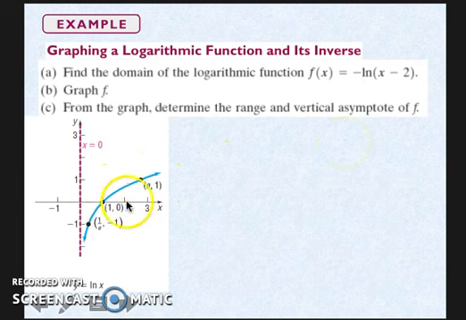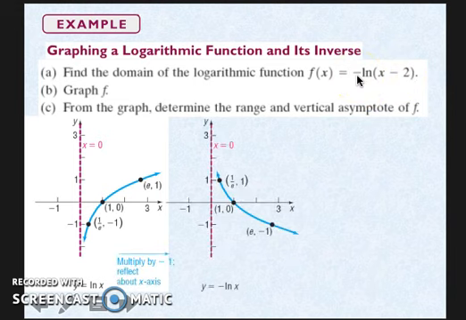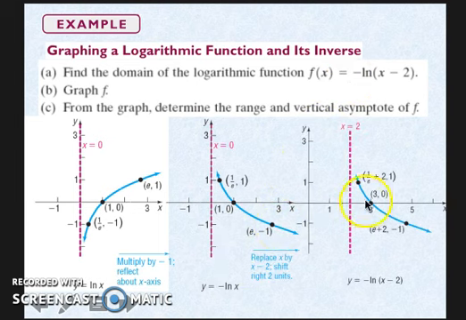Now this is the natural log of x. That's the parent function. Now in this one, x minus 2, that means a horizontal shift 2 points to the right and a reflection over the x-axis. So that's what it would look like. The final graph will look like this.